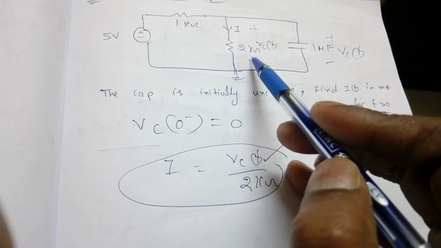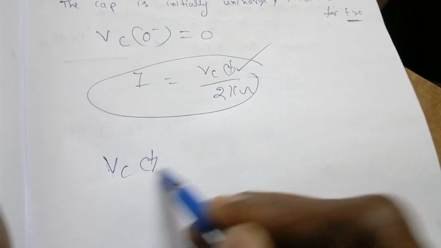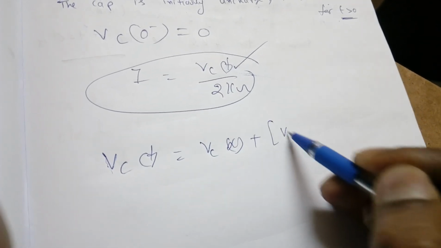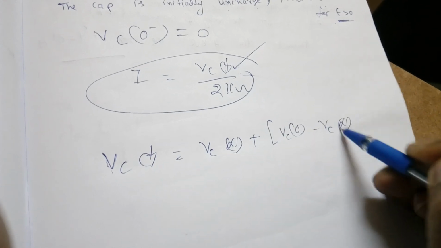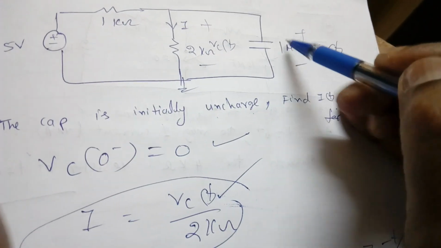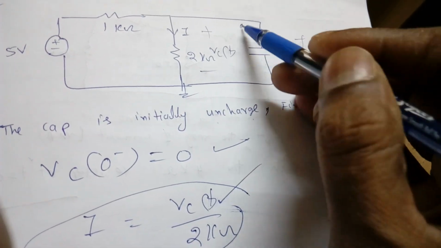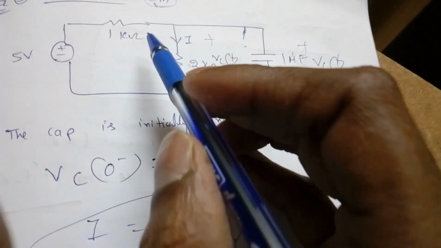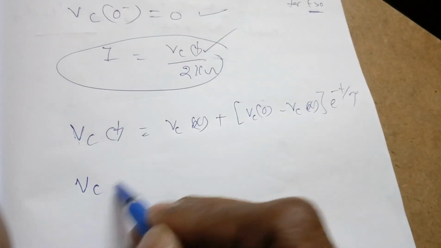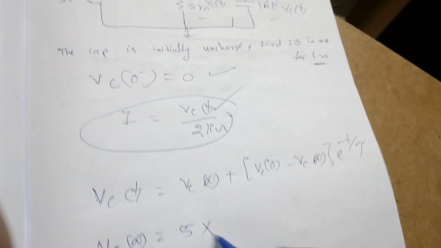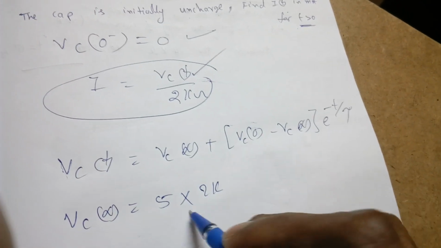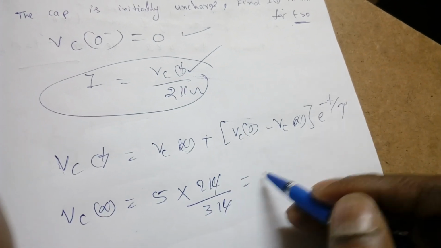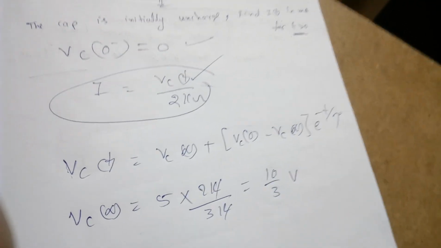Now initially uncharged and this 5 volt is now connecting. So again we have to get this expression: Vc of infinity plus Vc of 0 minus Vc of infinity into e power minus t by tau. Now Vc of 0 is given 0, but we have to find Vc of infinity. I am going very straight. At infinity the capacitor will become like an open circuit. So what is Vc of infinity? Again voltage division rule. Vc of infinity is equal to main voltage 5 into this resistance 2 kilo by total resistance 3 kilo. So we will get 10 by 3 volts or 3.3.